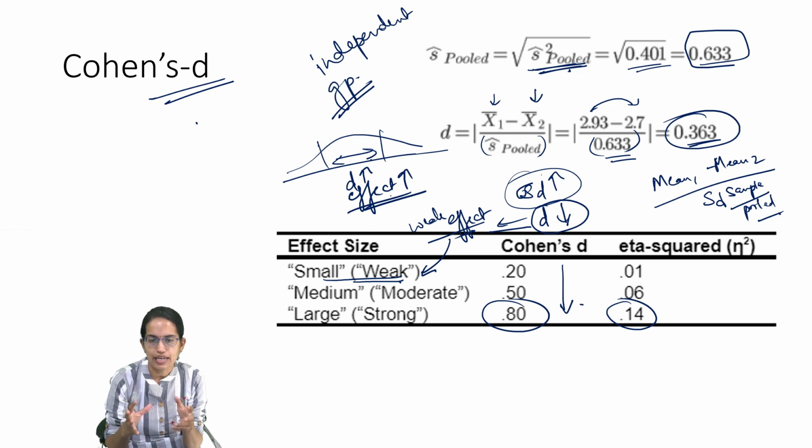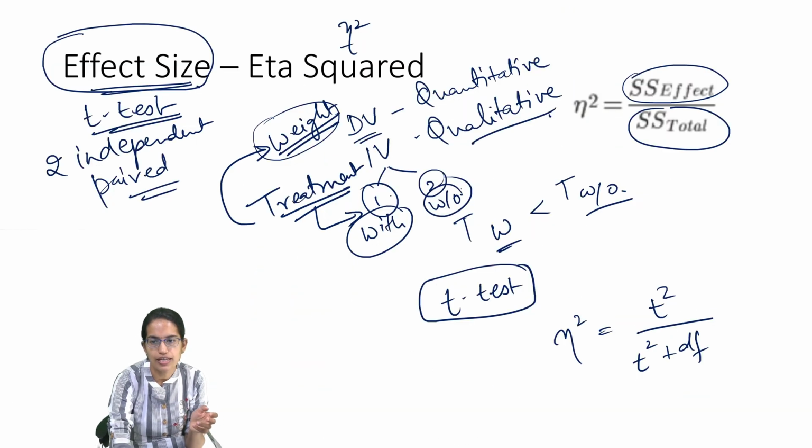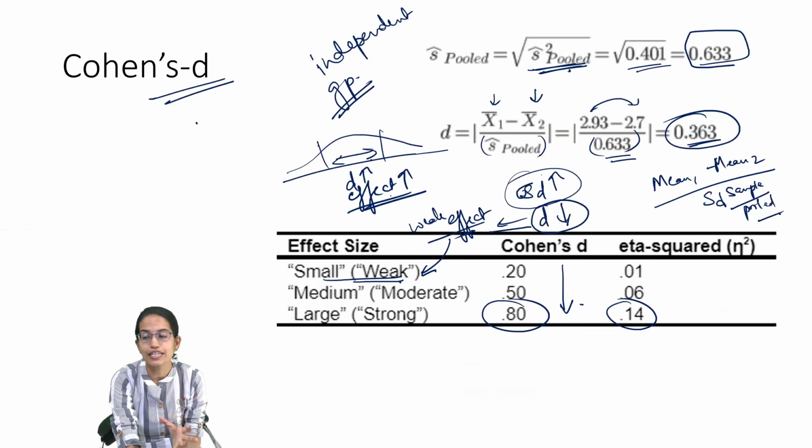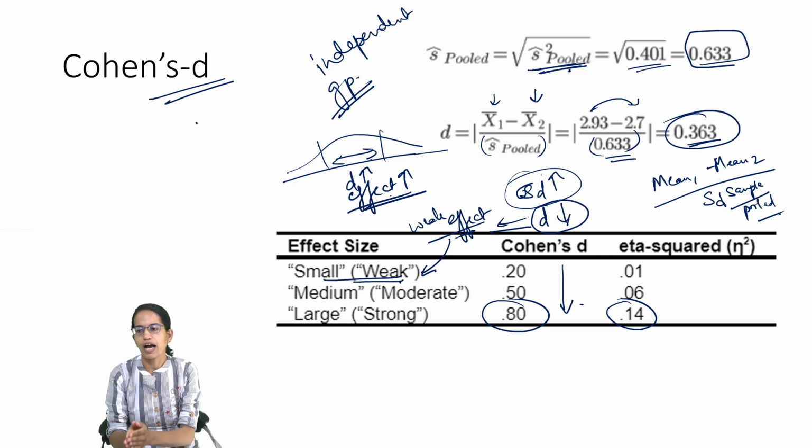So let's say there is a case where both these values, the sum of effect and the sum of totals in the case of eta squared, are the same. That means my eta squared value is 1. That means the effect is highly strong. So Cohen's d is the measure of the standardized difference in the means divided by the sample standard deviation, and that too pooled in the case of pooled variance.